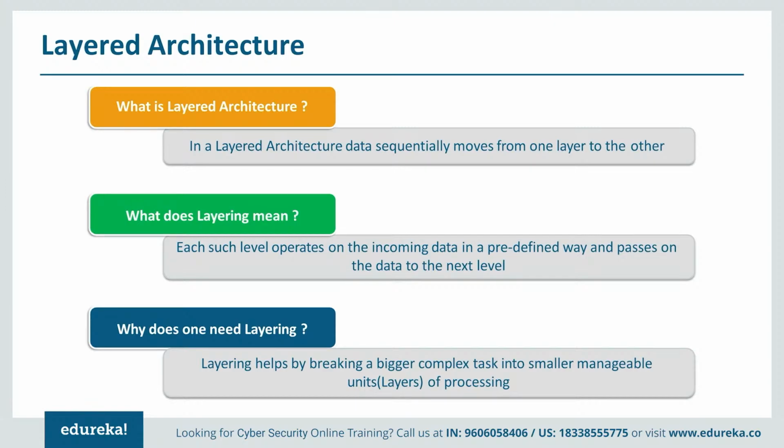What does layering mean? Each layer operates on the incoming data in a predefined way and passes the data to the next level. So each layer works on how to receive the data, how to process it, and how to send it out. Each layer will receive data, process it, and send it across to the next layer. Why does one need layering? Layering helps break a single complex task into multiple smaller units, and each layer can process on the multiple units and get the tedious single networking task done.